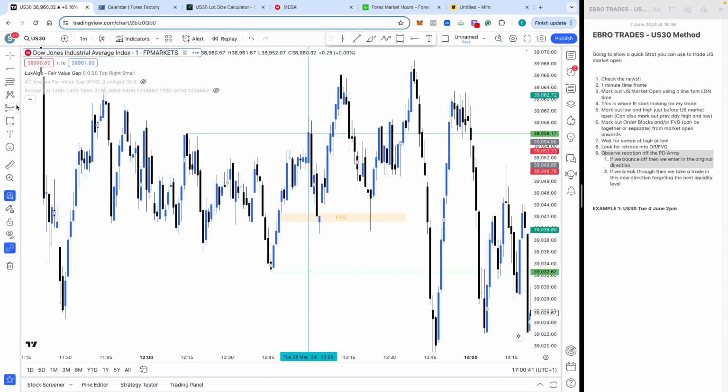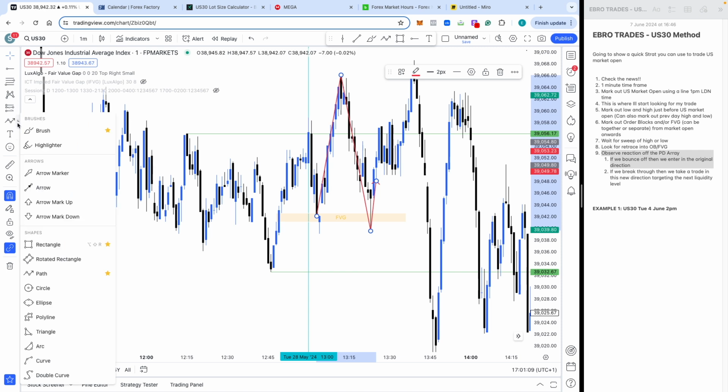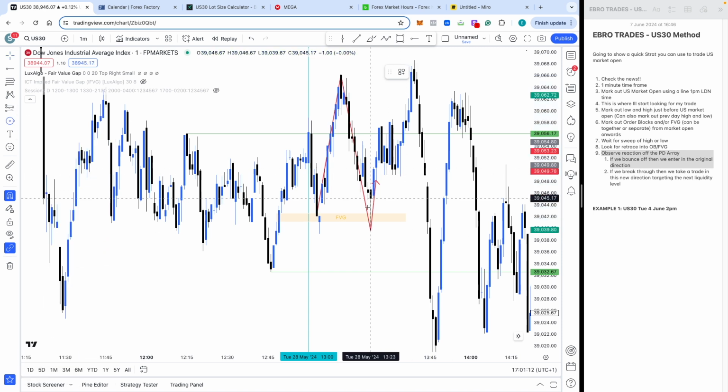So let me use the arrow just to make this clear. Sell side gets swept. Buy side gets swept. We retrace into our fair value gap. We then observe the reaction of the fair value gap. We can clearly see that there is a massive rejection or a massive bounce off the fair value gap with this wick. You can see it is so clear. This massive wick over here. We're gonna bounce off it.